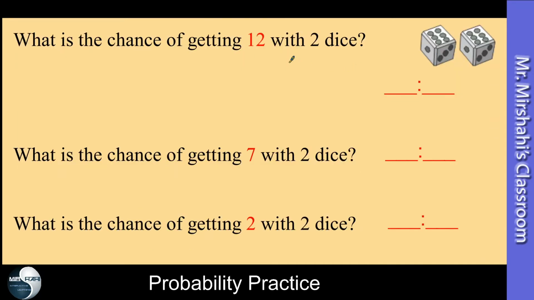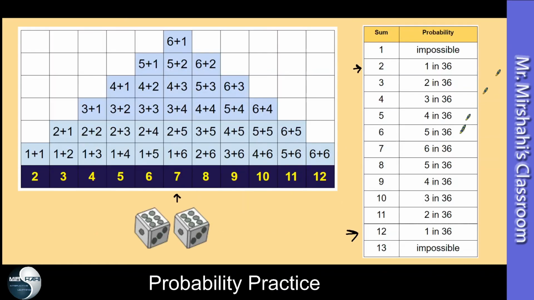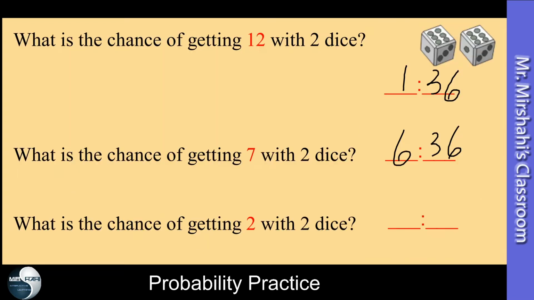So the question here says, what is the chance of getting 12 with 2 dice? It's 1 in 36. What is the chance of getting 7 with 2 dice? 6 in 36. What is the chance of getting 2 with 2 dice? Well, let's look back. 2 is 1 in 36. It's the same as 12.